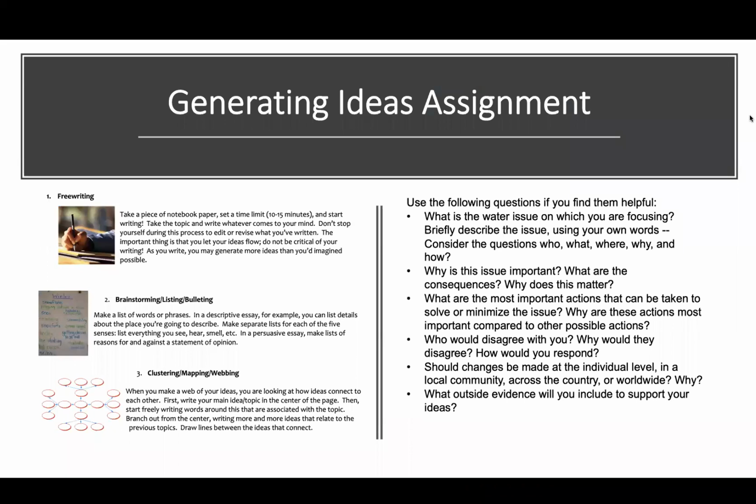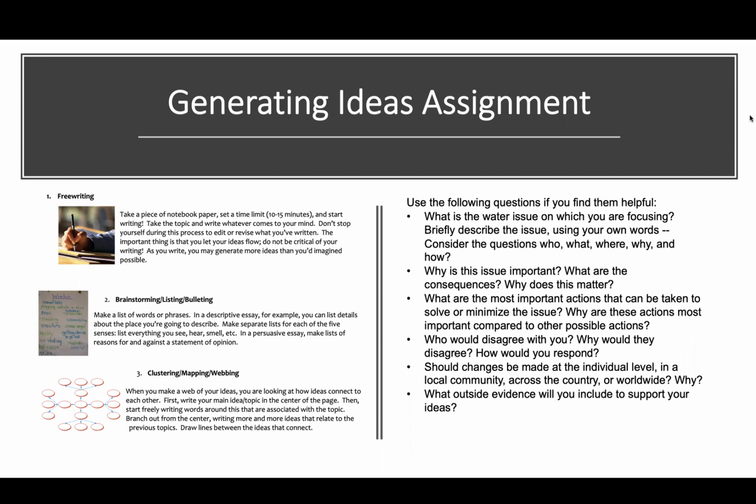So with the generating ideas assignment, this is a pre-writing assignment to help you develop some ideas that you could use for your editorial on water. Please keep in mind that you should choose one specific focus for your editorial. That could be a specific place or a specific group of people or a specific issue that is connected to water. And you can review your generating your thesis statement assignment that you completed in the previous module, and then use this generating ideas assignment to help you develop additional ideas you could use for your editorial.